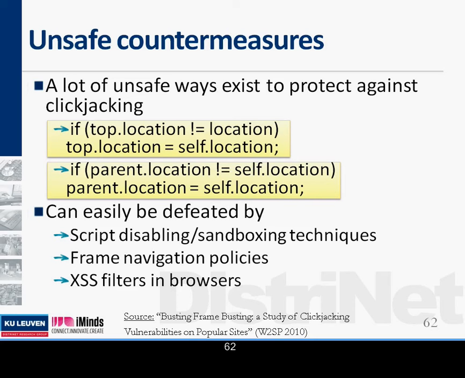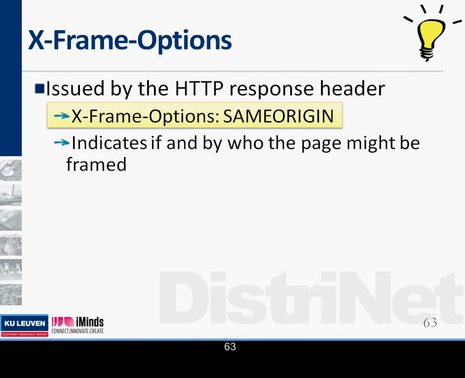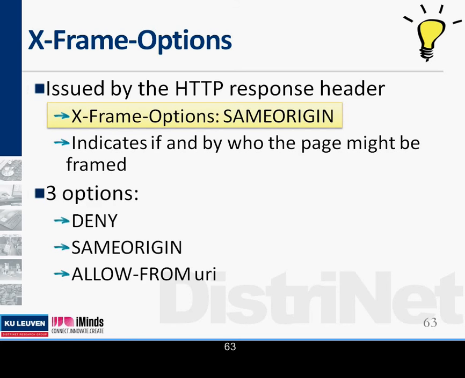But the good news is there's X-Frame-Options. Again, it's a response header. With X-Frame-Options you say which domains are allowed to frame your content, and you have three options. Well, you could say deny, nobody can frame me. You could say same origin, which means your origin can frame but others can't. And you also have allow-from, where you can specify certain origins that are allowed to frame me.